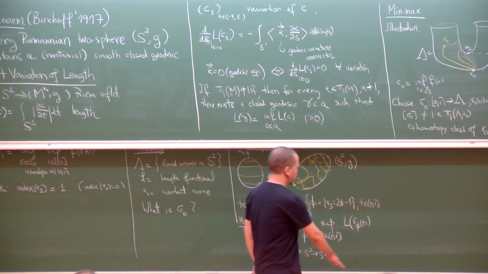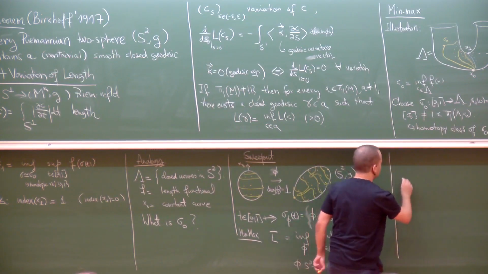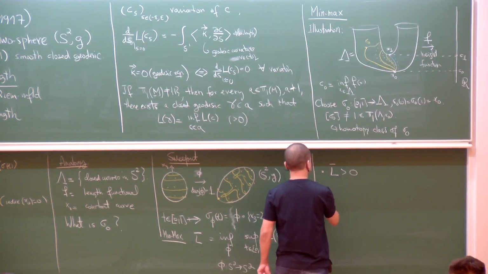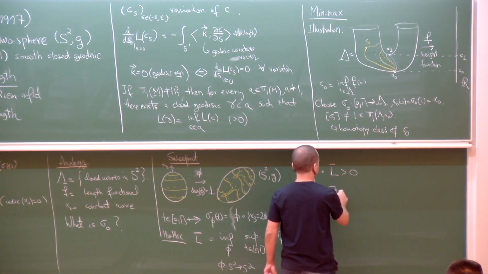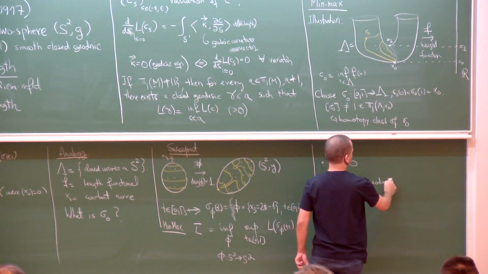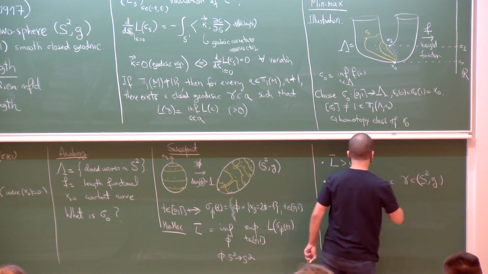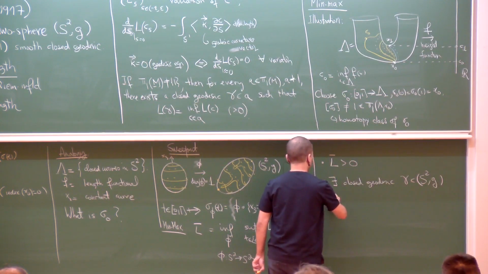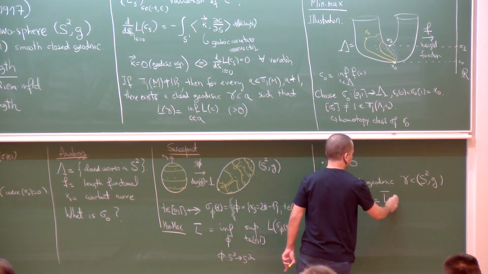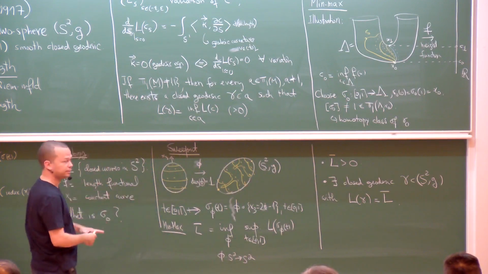And then one proves two things. First, that L bar is positive. And secondly, that there exists a closed geodesic gamma contained in my Riemannian sphere with the property that the length of gamma is equal to L bar. And that's how one proves this result.